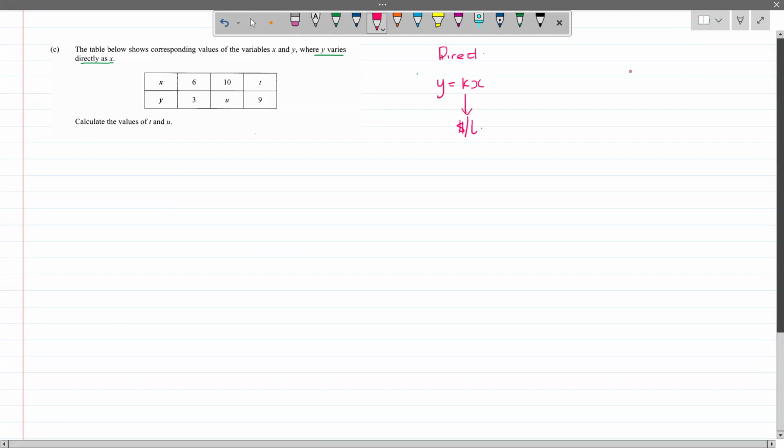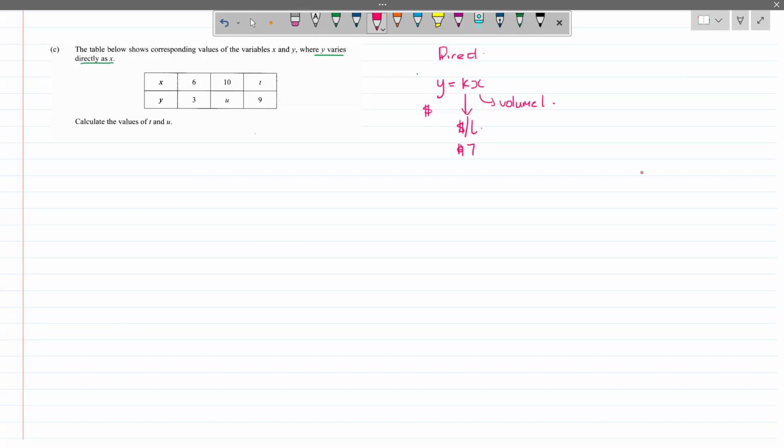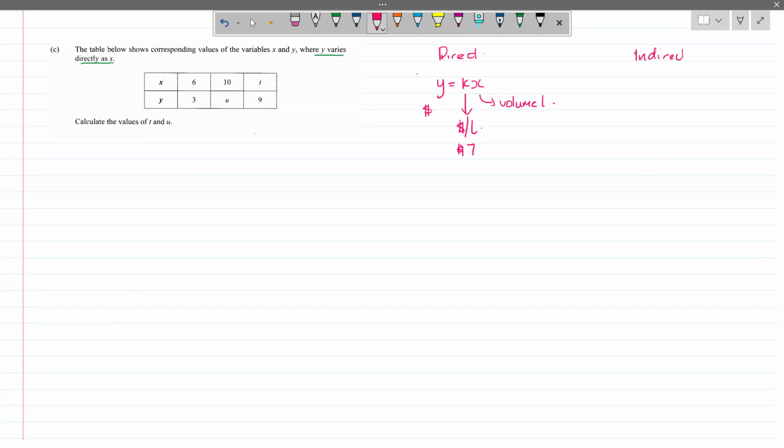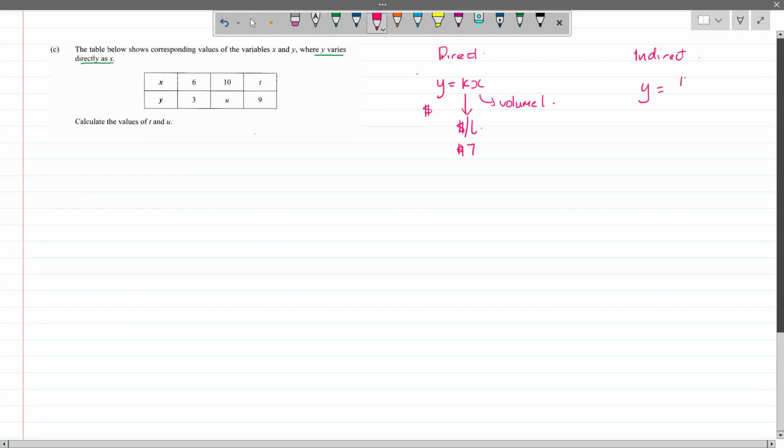Right? So if this is the amount of money you're spending here, and on this side, this is the volume in liters, k is how much money you're paying per liter, the $7 you're paying per liter. Yeah? And when we're talking indirect variation, the difference with the formula is now y is equal to k over x, or some people may write it as k times 1 over x. So as the speed increases, the time decreases, right?